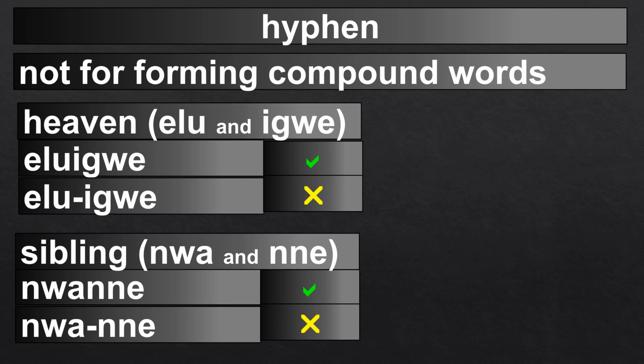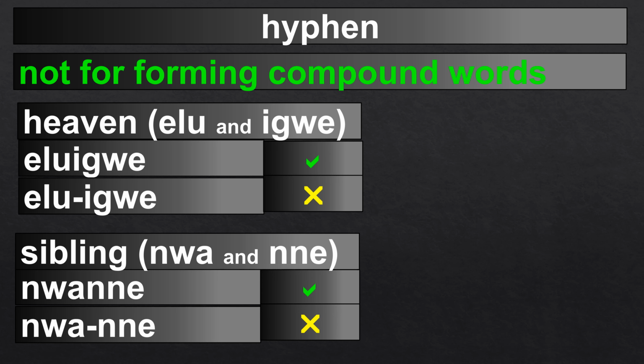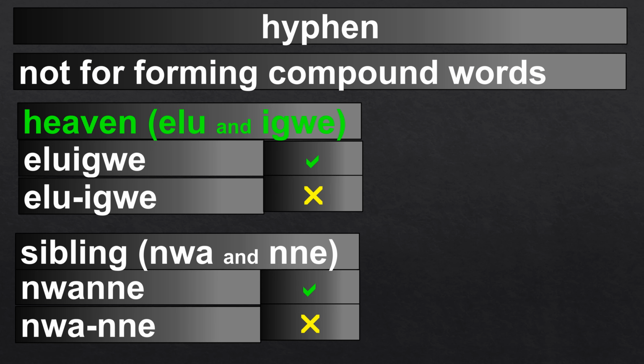We don't use hyphen to form compound words in Igbo language. For example, when we want to write heaven, heaven is two words. Heaven is elu, that's top or up, and igwe, igwe is sky. So combining the two words gives us heaven. So heaven is written together as eligwe, as one word. We don't use hyphen to join the two words.